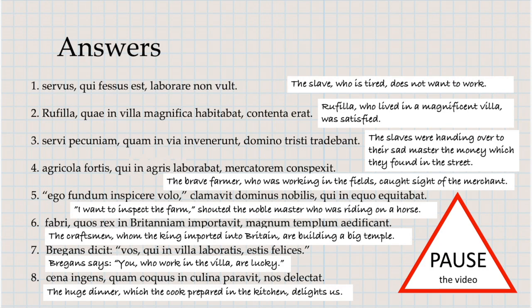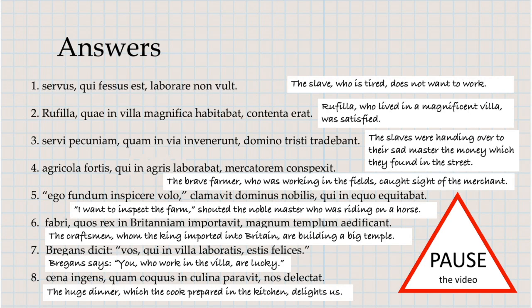The king imported them. Bregans dicit, vos qui in villa laboratis estis felices. Bregans says, you who work in the villa are lucky. Finally, number 8. Cena ingens quam coquus in culina paravit nos delectat. The huge dinner which the cook prepared in the kitchen delights us.